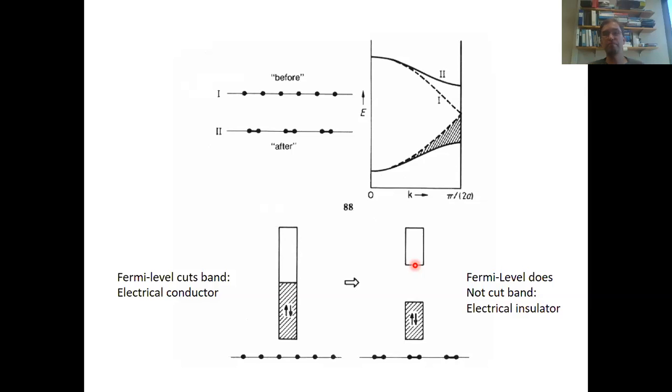Whenever we have band gaps, then our substance is electrically insulating, or in the best case semiconducting. If there is no band gap and we have a partially filled band, then we have an electrical conductor. All right.